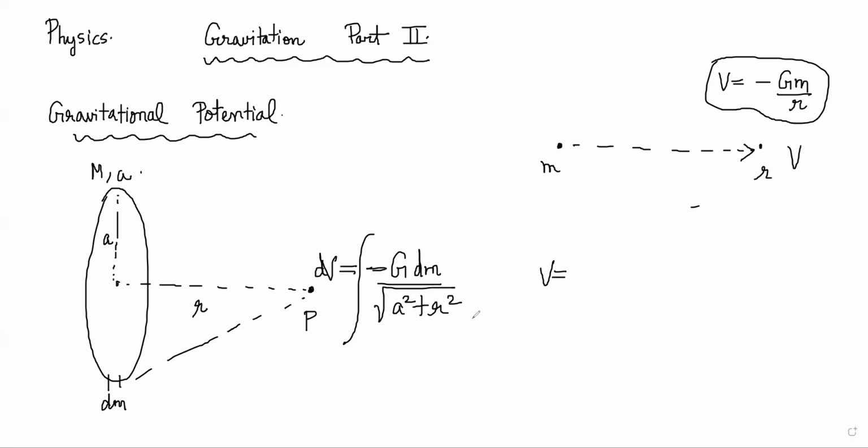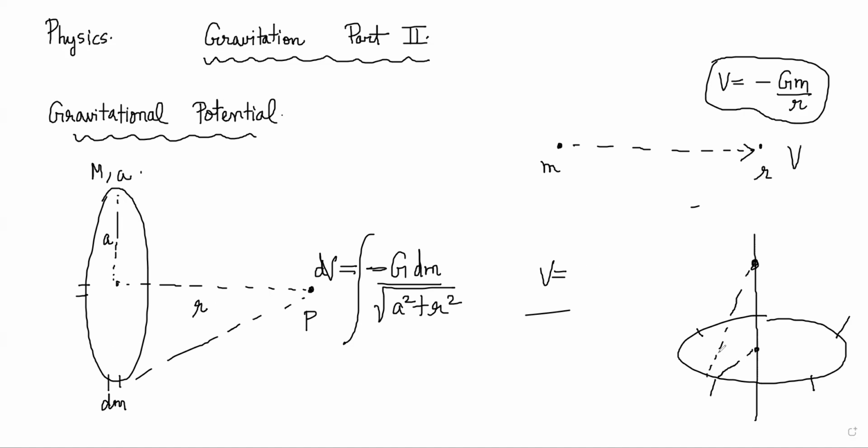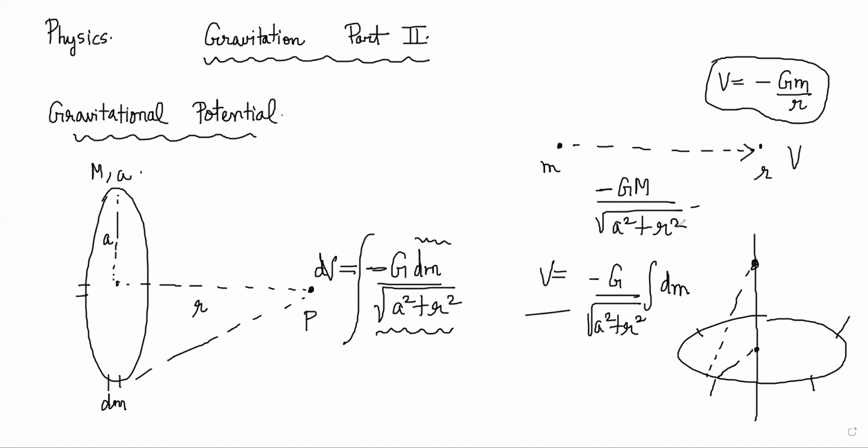the entire ring. You have to realize that every point of the ring is at the same distance. Because it's a circle and the point is on the axis somewhere here, each point on that circle is equidistant. So this part is a constant no matter where your dm is. So you'll get minus G by root over a squared plus r squared, and the integral of dm, which will become capital M. So that becomes your potential due to a ring at a point on the axis of the ring.